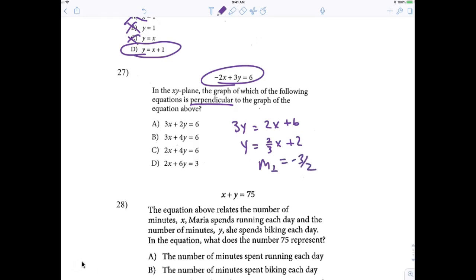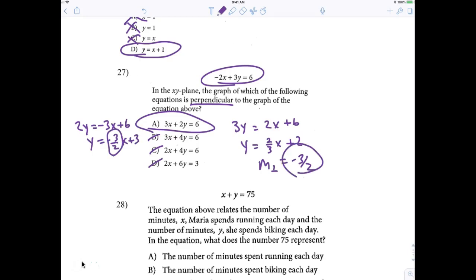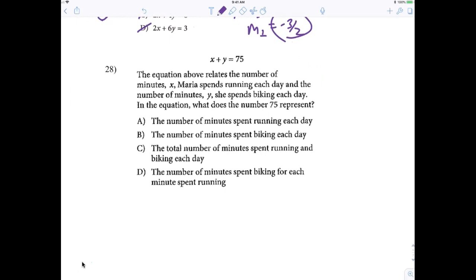Now I'm just trying to check. It's not D, it's not C, it's not B. It had to be A. How did I know that? Because if I solve that for y, it's going to be 2y equals negative 3x plus 6. Y equals negative 3 over 2 x plus 3. Slope. So it had to be A. Now, Maria spends X running and Y biking. So that means 75 represents the total, which was C.